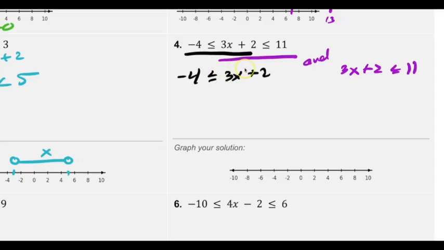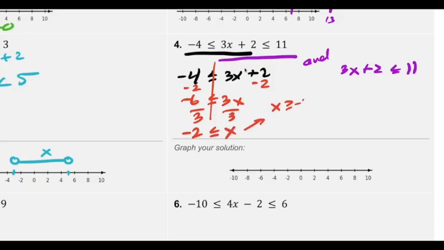If I was to solve this one, I want to get x by itself. So let's subtract the 2 from both sides. I get -6 is less than 3x. Divide by 3. Remember, we're dividing by a positive, so nothing switches. You get -2 is less than x. I do want proper notation, so I'm going to flip it. X is greater than -2. So here's -2, close circle, and we want to be greater than it, to the right. Kind of follow the arrow if you're not sure.